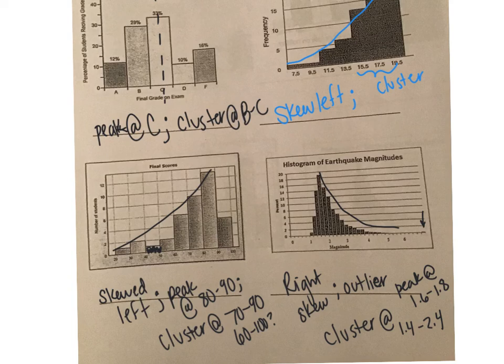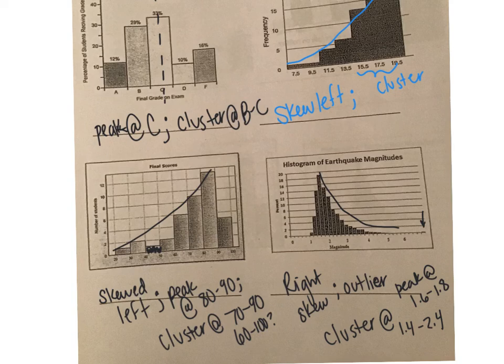On the right, we have a right skew. There is an outlier way out there on the right. The peak is from 1.6 to 1.8. And I said there was a cluster from 1.4 to 2.4.